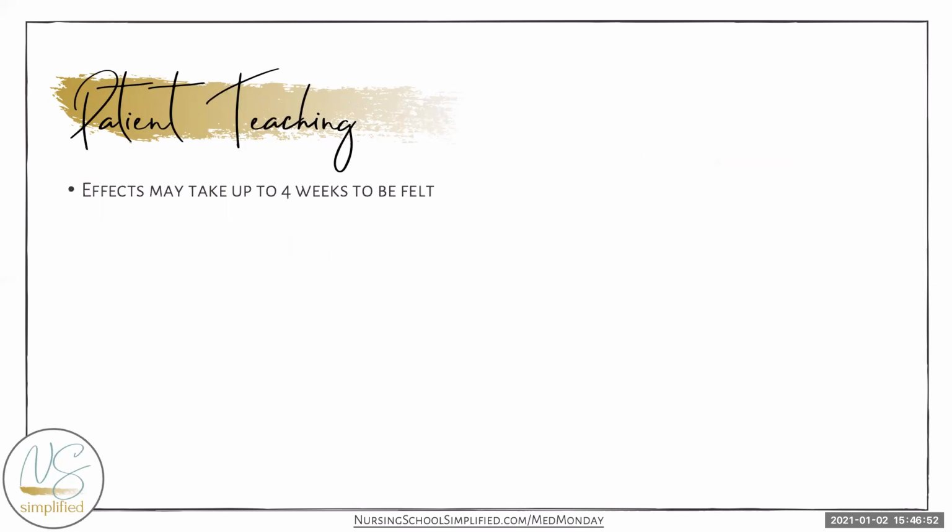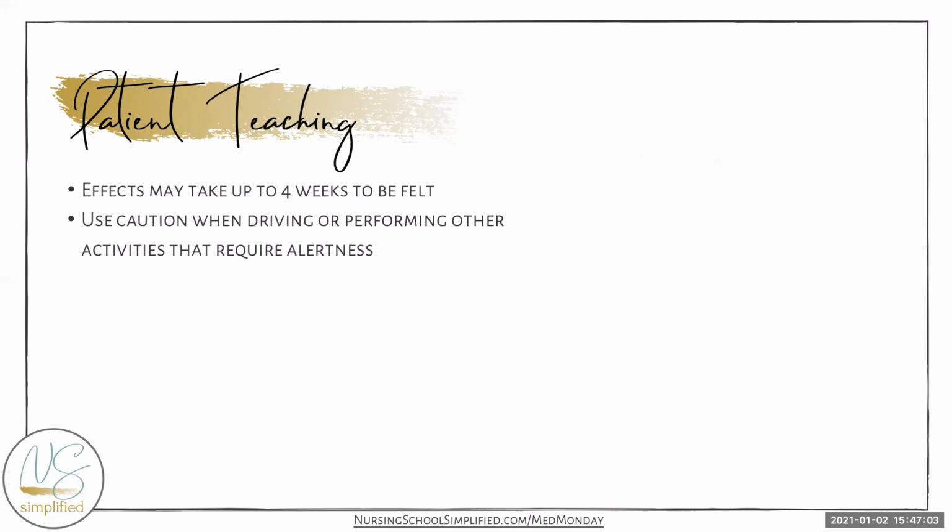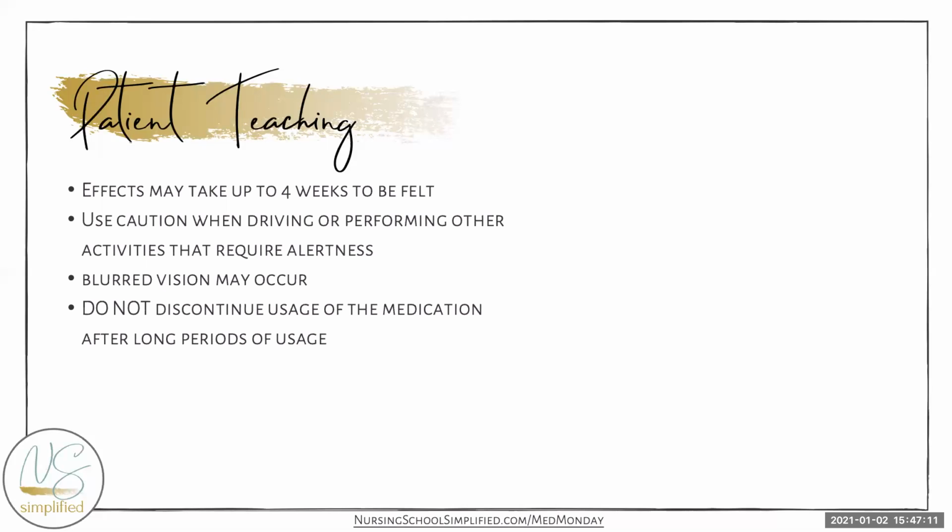So, patient teaching includes letting them know that it may take up to 4 weeks for them to start to feel the effects of this medication. So, they need to be patient. That they need to use the medication cautiously when driving or performing other activities that require alertness. Blurred vision may occur, and we want to make sure that they don't discontinue the usage of this medication if they've been using it for a long period of time. We want to discuss that they could potentially have suicidal ideations, and that if they do, they need to contact their physician immediately. We want them to avoid alcohol.